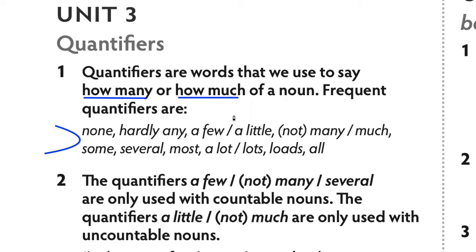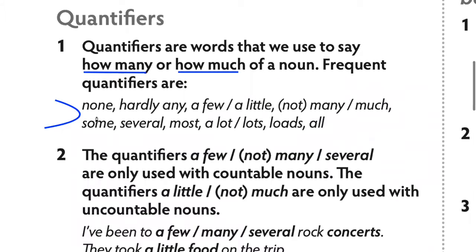Anthony, here I underlined some pairs of words. We have how many and how much. Quick, smart question for you. Which nouns do we use for how many? Countables or uncountables? Countables. Wonderful. And that leads you to how much for uncountables. The first topic of quantifiers is very simple. We know we use them for quantities. These frequent quantifiers are none, which means 0%, hardly any, a little, 5% up, and then we continue: a few, a little, not many, not much, some, then several, very similar, most of, a lot of, lots of, loads of, or finally all.